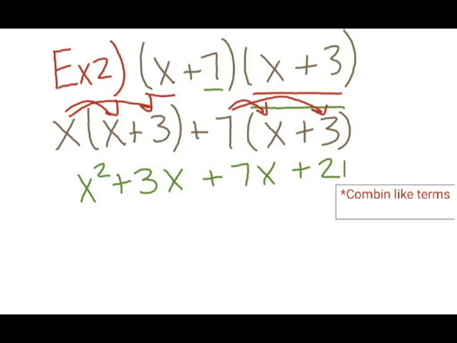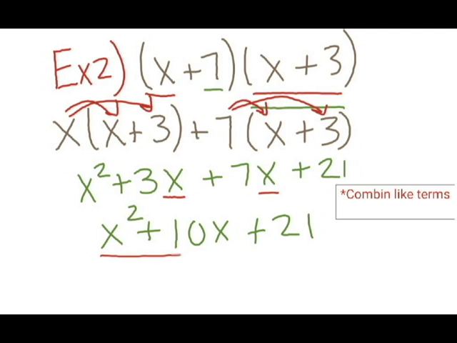If you notice, the variable x and x match because they both have one exponent. So we combine those. 3 plus 7 equals 10x. The 21 has no other numbers to add to, and the x squared has no other numbers that can be added to it. So this is my final answer.